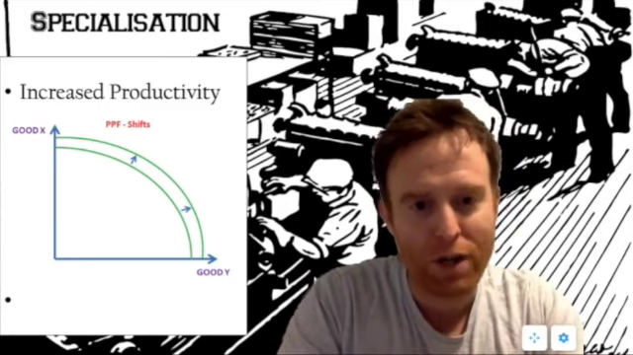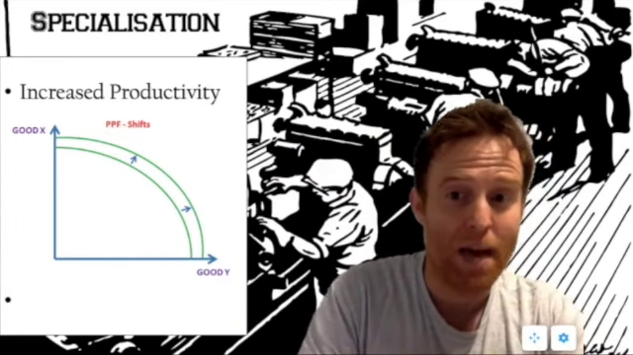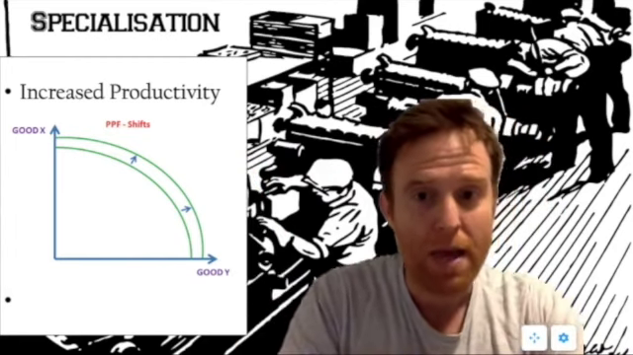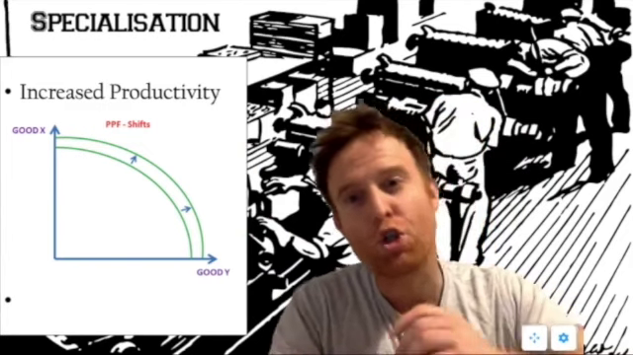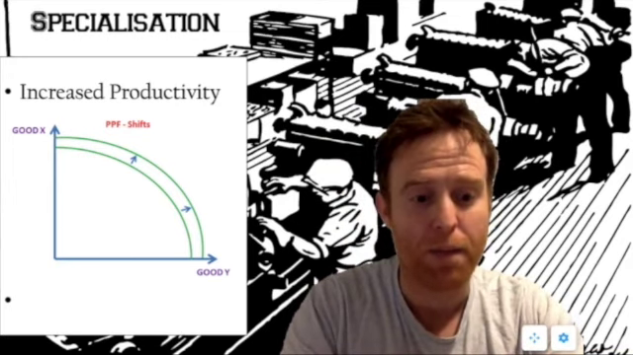Now, if they were, for example, just focusing on one product and maybe it was just good X, then we'd see an increased shift from good X. However, good Y would remain the same, and therefore you can draw the PPF to fit around the given circumstance and the given situation that you want to look at.